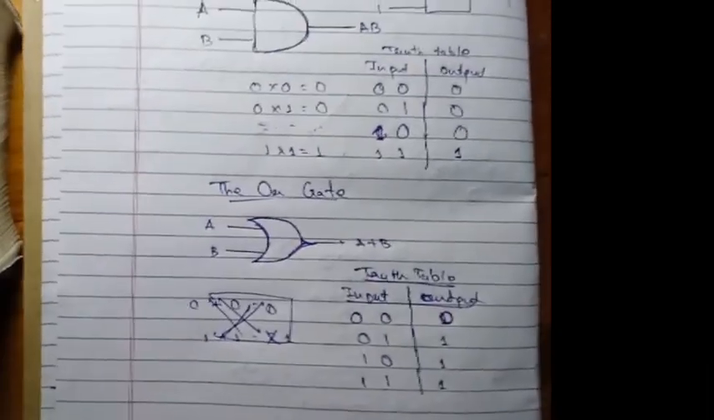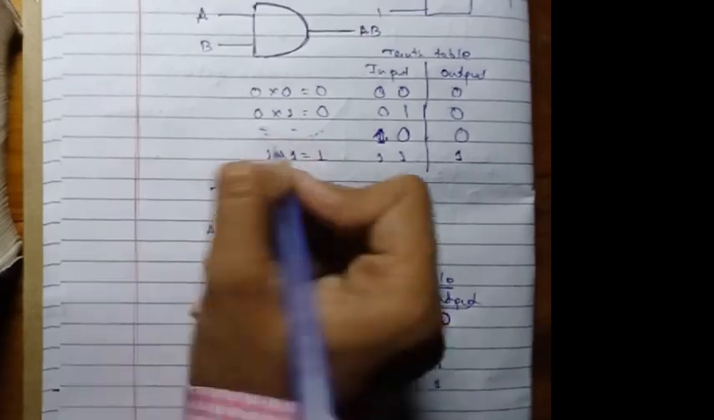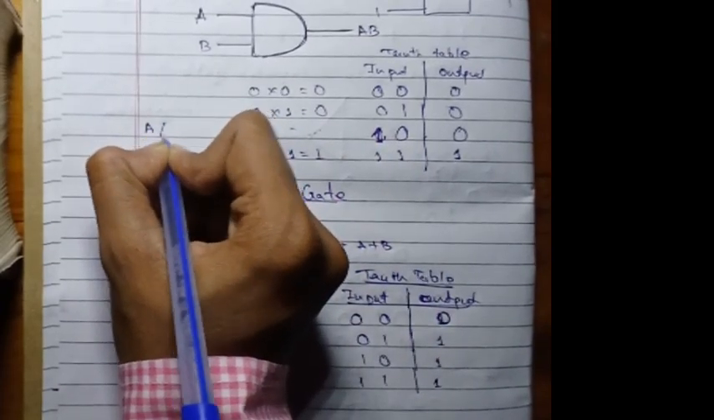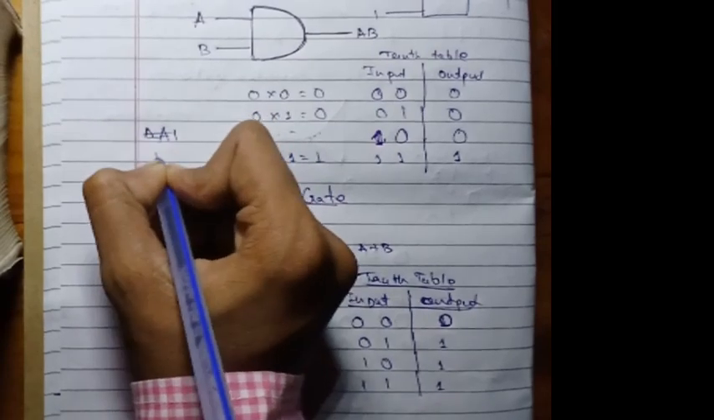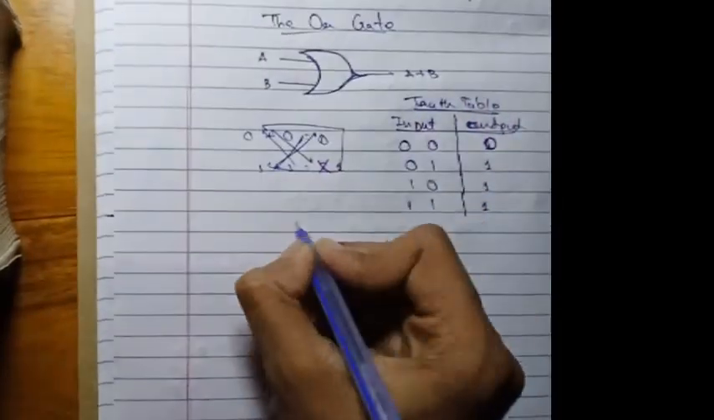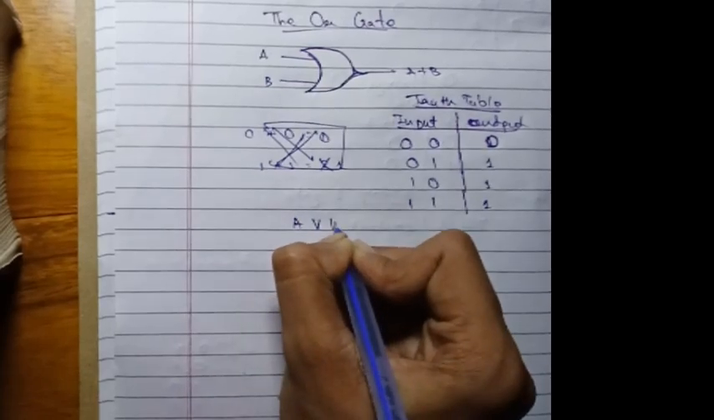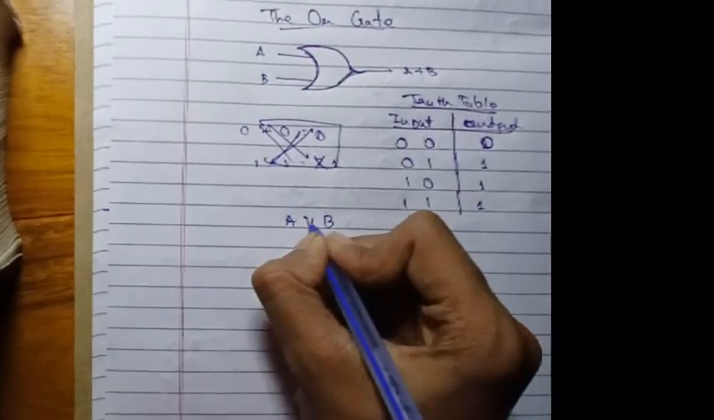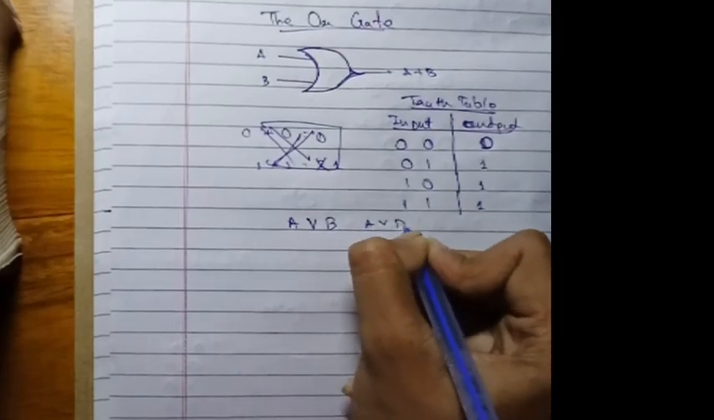So you can write the OR gate output as A, this sign, B, not A V B. It is actually a sign like this.